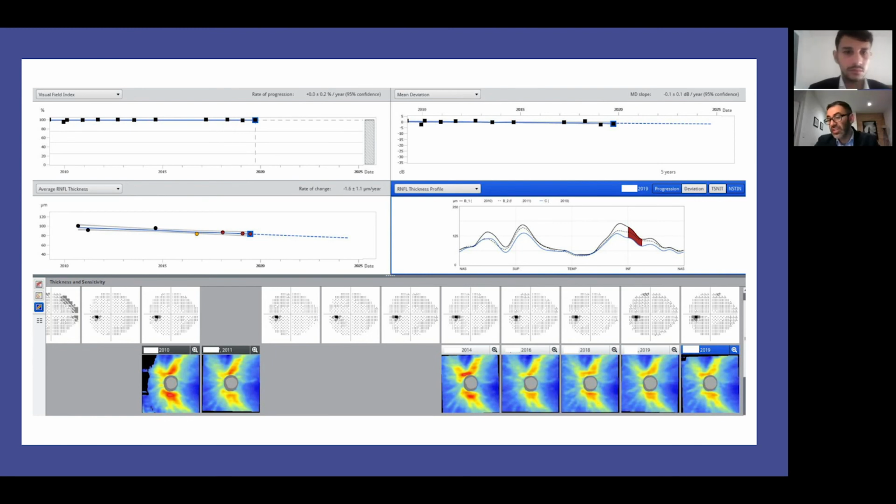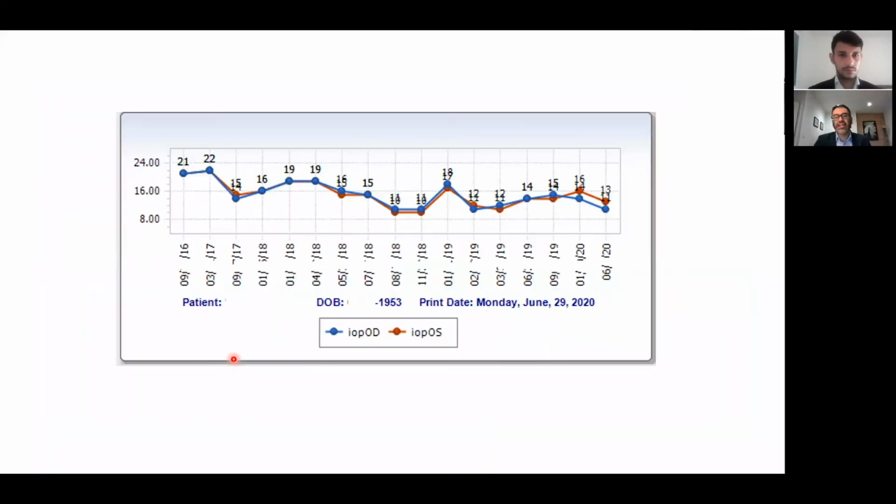So the good news here is, things haven't decreased significantly on that visual field. However, we are seeing an average thickness decrease of about 1.6 microns per year. So there is a significant decrease since 2010. And again, you can consume that data how you like. So really what I want to show you now is this patient's IOPs.